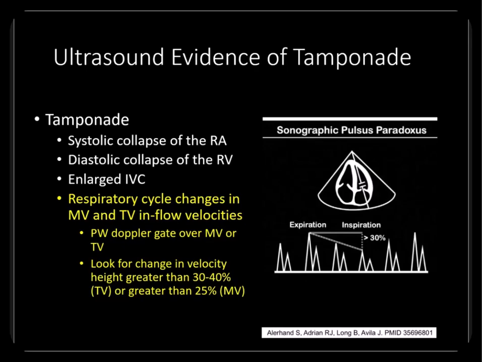Now remember, during normal inspiration, negative intrathoracic pressure facilitates venous return to the right side of the heart. But in tamponade, the increased pressure on the heart leads to impaired filling of the ventricles, especially the right ventricle, which leads to a reduced stroke volume and therefore decreased flow velocities across the valves during inspiration. So that's why we see those changes.